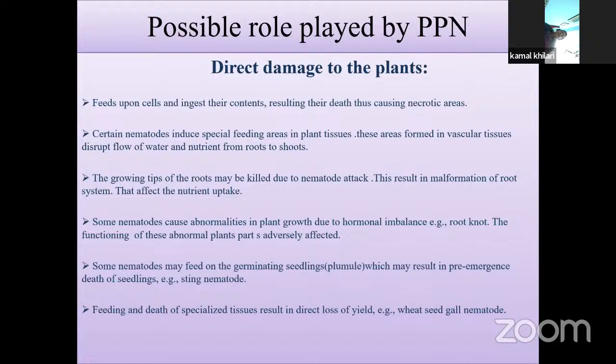Now, what is the damage, or what is the role played by these plant parasitic nematodes? How are nematodes harmful to plants? How are they harmful?